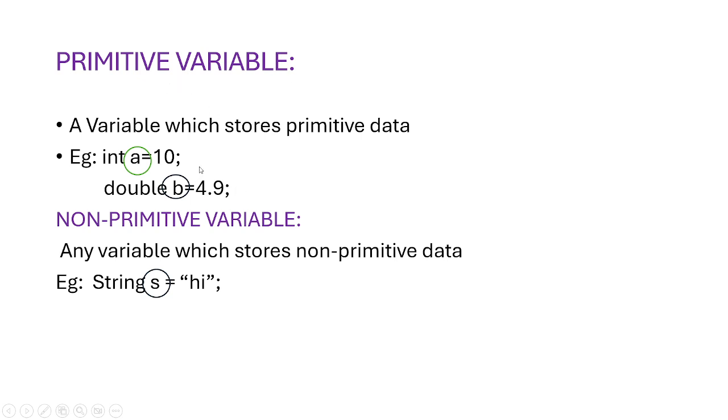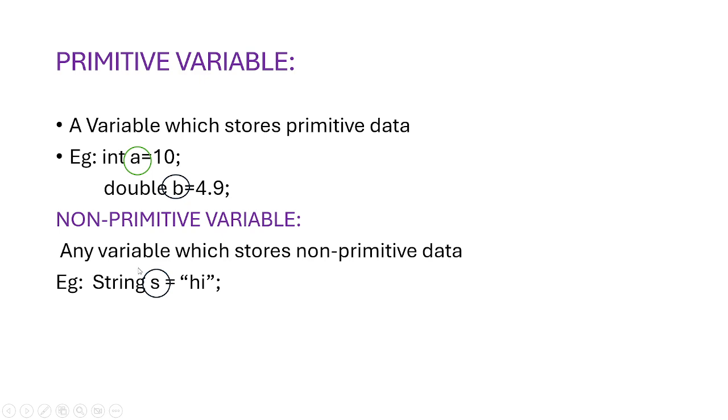A primitive variable is nothing but a variable which stores primitive data. This is a variable and this variable stores primitive data. Int is a primitive data, so it requires only one block of memory. And double is a primitive data, and this variable b stores a primitive data, so it is a primitive variable. And here it is a non-primitive variable. A non-primitive variable is nothing but a variable which stores non-primitive data. So this s is a variable which stores non-primitive data, that is string. String is a non-primitive data.